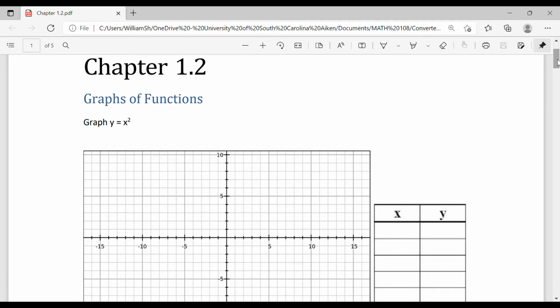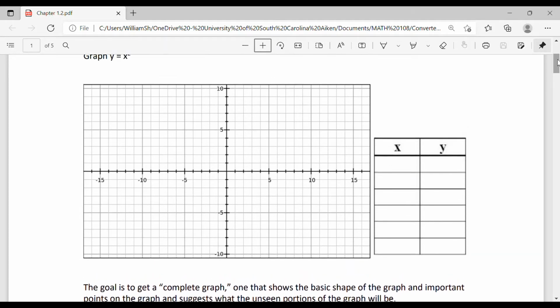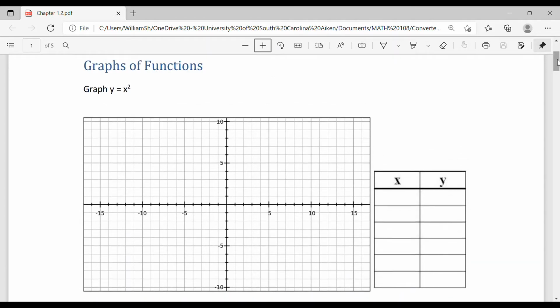We are going to get into chapter 1.2 today, graphs of functions. The first graph we're going to start out with is pretty simple. It's a y equals x squared graph. We've got our coordinate plane here, and we're going to graph y equals x squared on it. To help us graph this, I have our xy table over here to the right hand side of our coordinate plane. We're going to choose some points and graph our equation.